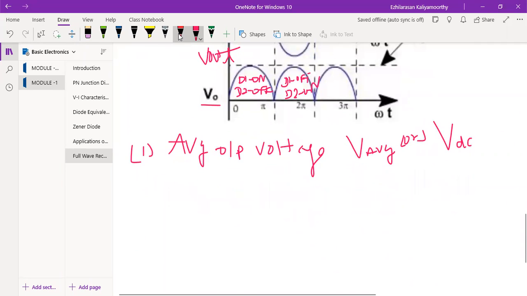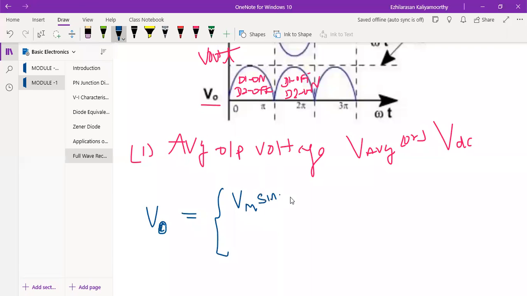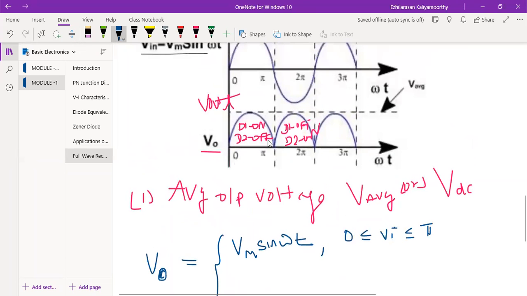Let me write the generalized expression: V naught is equal to the output voltage. Now we'll say the input: what will be the input first? Vm sine omega t. The range will be 0 to pi, that is Vi less than or equal to 0 to pi. Correct? We got it.